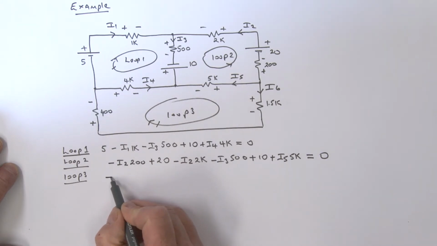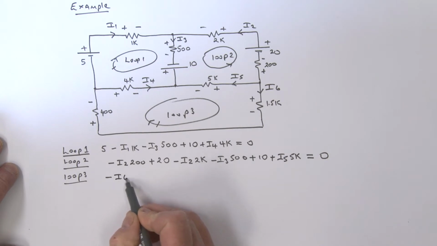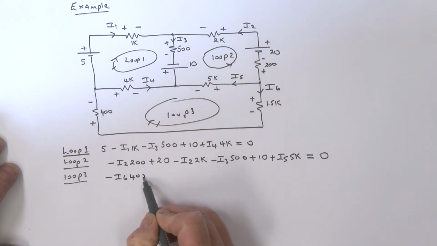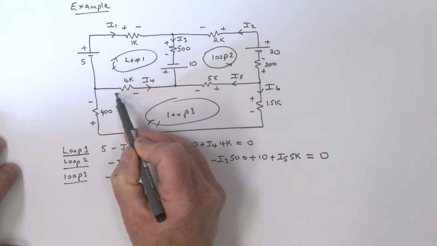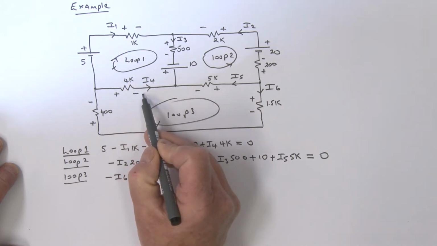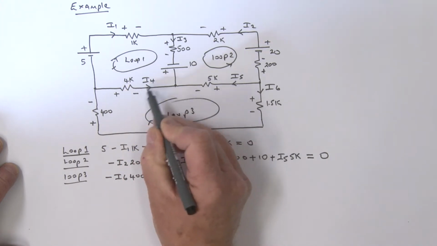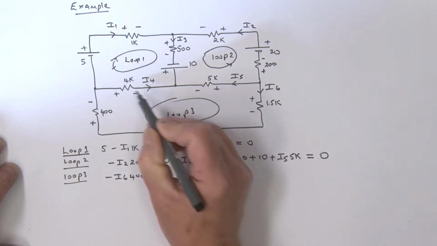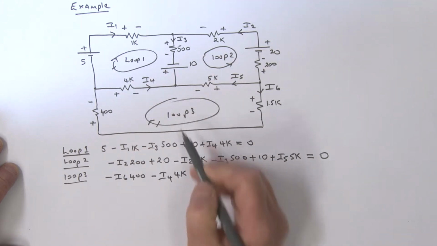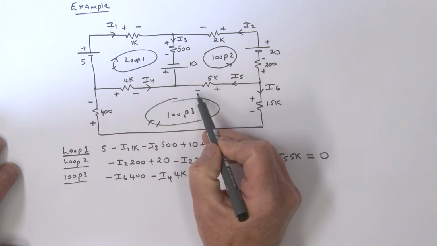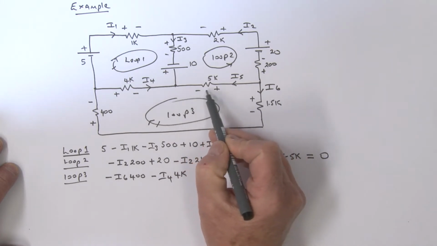So that would be a minus. We're talking about I6, aren't we? Times 400. All right, we hit the next component. That's a plus to a minus. We're dropping again. So that's a minus I4, and that's times 4k, isn't it? Okay, continuing on round, we're going from a minus to a plus, which means we're going up.